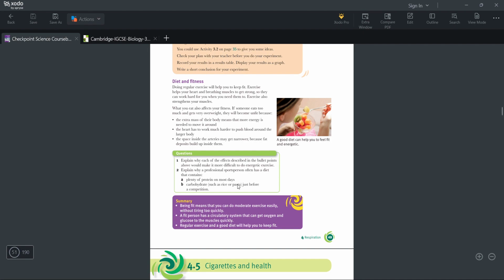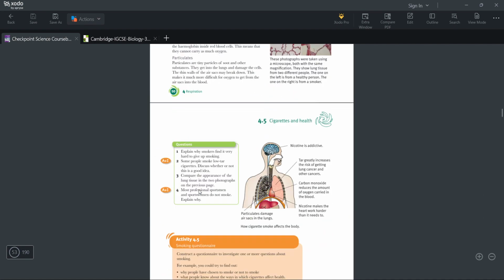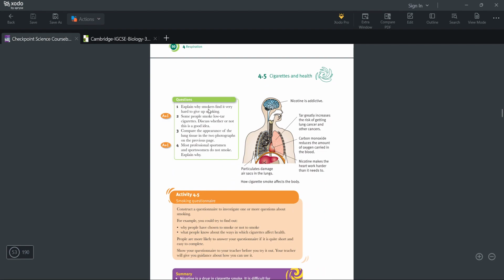Carbohydrates such as rice or pasta just before competition. This is to provide an energy store that they can burn through during the event. Cigarettes and health. Explain why smokers find it very hard to give up smoking: because nicotine is very addictive. Some people smoke low tar cigarettes. Discuss whether or not this is a good idea.